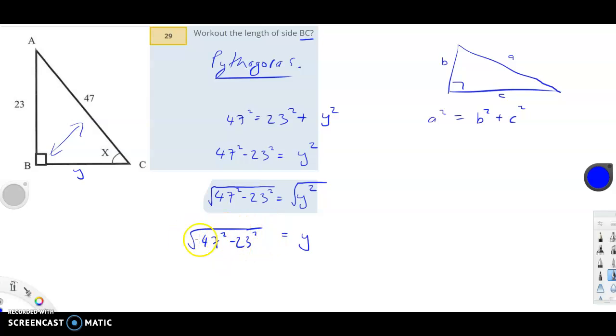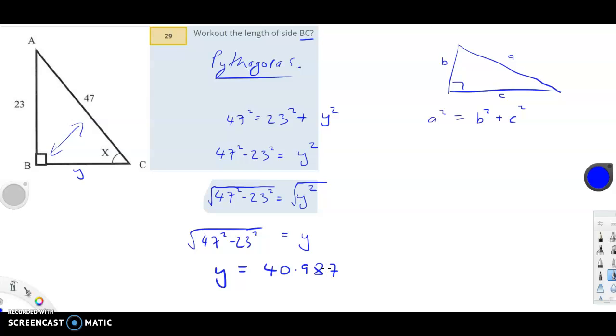So we can bang this right hand side into the calculator using the square root key, and then 47 squared minus 23 squared, taking care that's all under the square root, press equals, convert it to decimal, and I get Y equals 40.987, etc. Now I'm going to round to two decimal places because that seems to be reasonable.